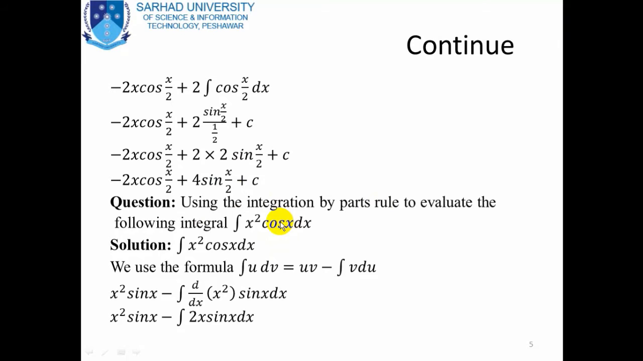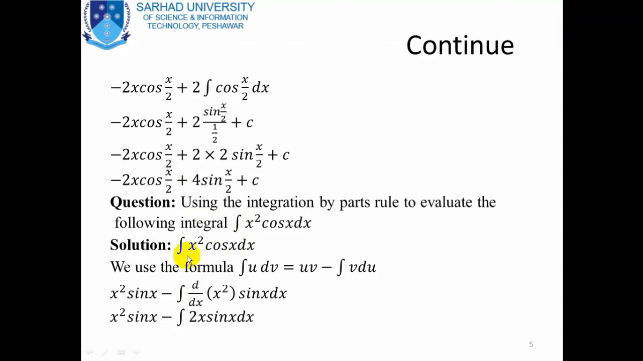Why do we consider the polynomial as the first function? Because in the by parts formula, we use two operators, a derivative and an integration. The derivative is applied on the first function. When the first function is polynomial, after applying the derivative, the power of the polynomial decreases, and the product will disappear from the problem. That's why we consider polynomial as the first function in integration by parts.